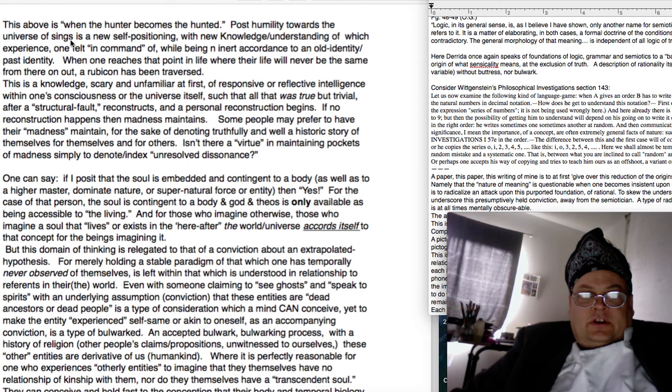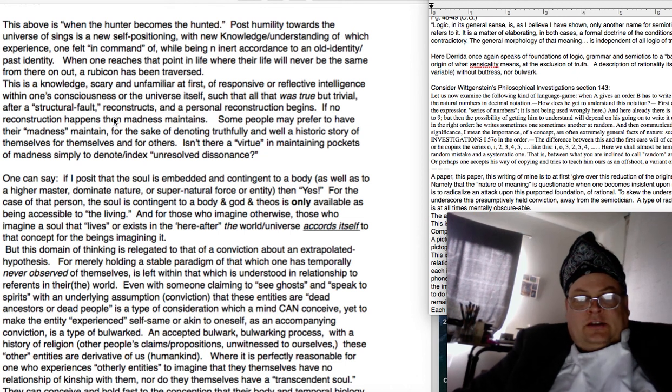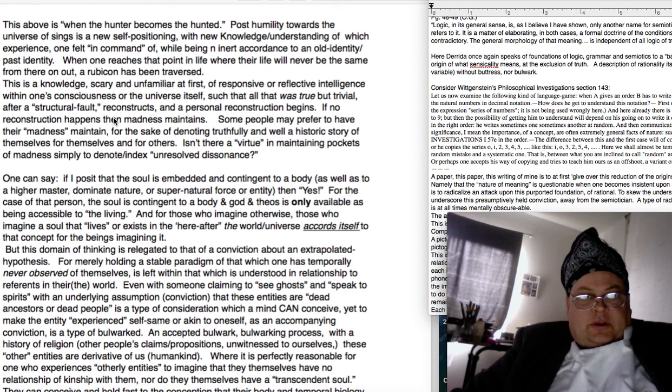The above is when the hunter becomes the hunted, post-humility towards the universe of signs is a new self-positioning with new knowledge, understanding of which experience one felt in command of while being inert in accordance to an old identity, past identity.